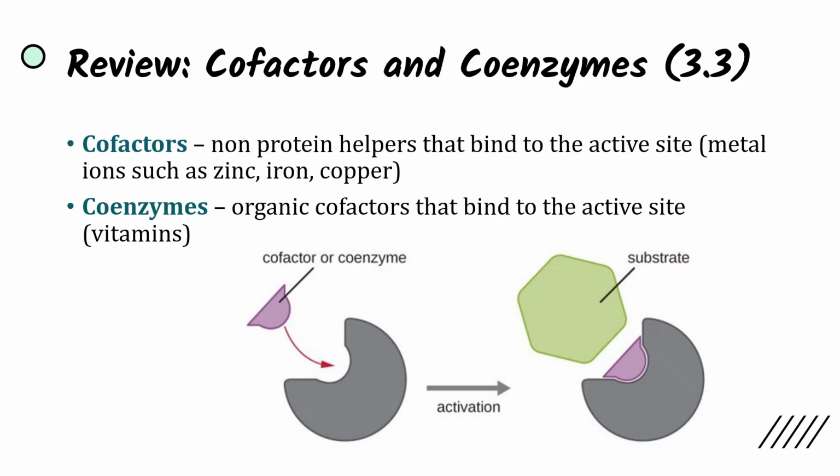So as you can see here, you've got your enzyme and you have your cofactor or coenzyme binding to the active site, which is allowing the substrate to then be attracted into the active site and fit correctly. However, if this cofactor or coenzyme wasn't there, the hexagonal substrate would not be able to enter the active site of the enzyme, and the enzyme would not be able to create that conformational change.